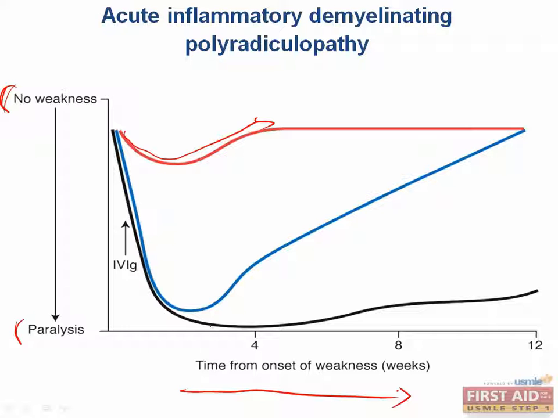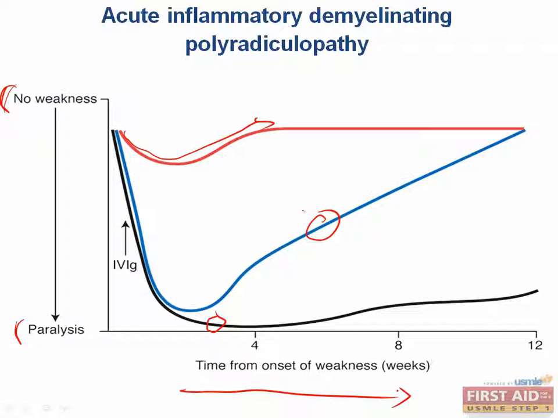In the black case, however, this would be kind of the worst case scenario where you have a rapid degradation of functionality that just stays poorly for a number of months. Now, what you will see here is that this blue line is representing when patients are treated with either IVIG or plasmapheresis. Now, the exact mechanism of IVIG in autoimmune disease is not really known.